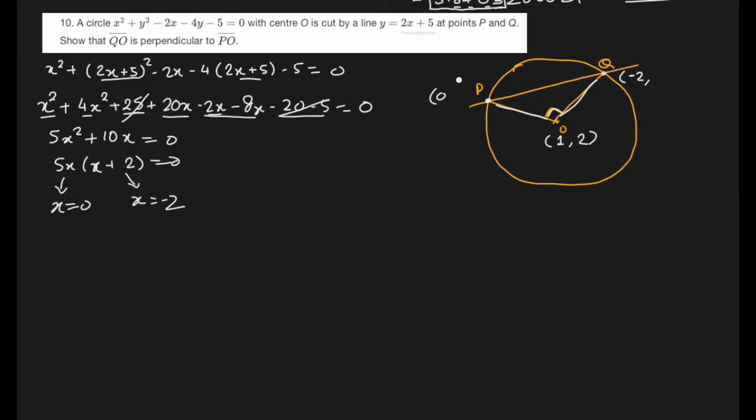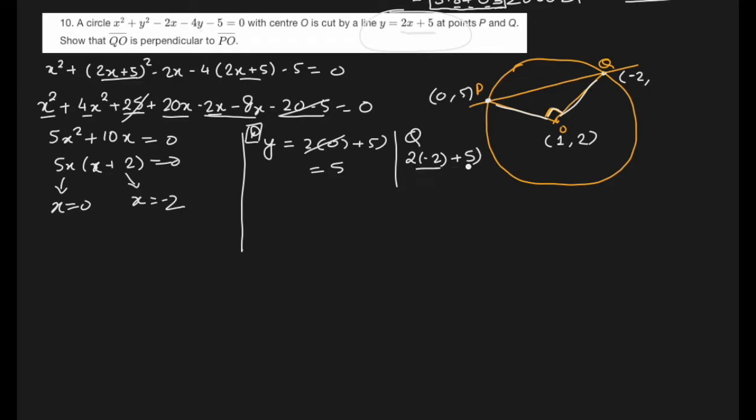Let's find the y coordinate, and I will use the equation of the line, this one, to find the y coordinate. The circle equation is a little complicated, so it's easy to do that because P and Q lie on the line as well. So for P, y equal to 2x plus 5, 2 times 0 plus 5, which is 5. And for Q, 2 times minus 2 plus 5, which is minus 4 plus 5 equal to 1. So it is (-2, 1).